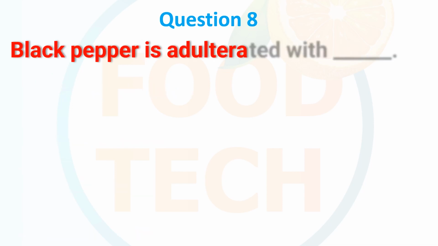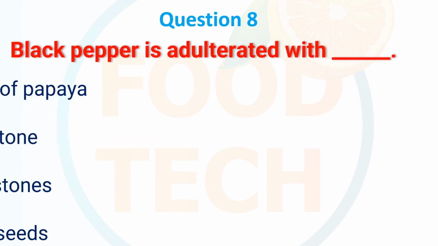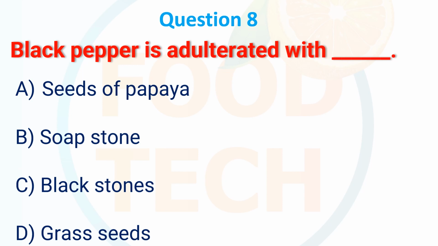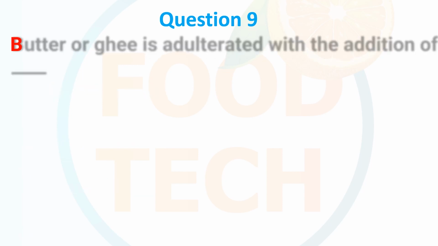Black pepper is adulterated with: A. Seed of papaya. B. Soapstone. C. Blackstone. D. Grass seed. The answer is A. Seed of papaya.